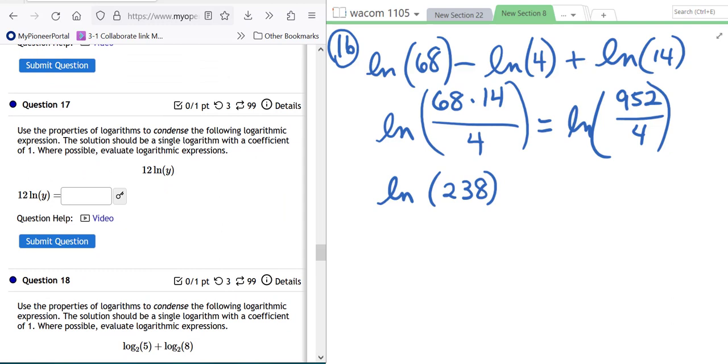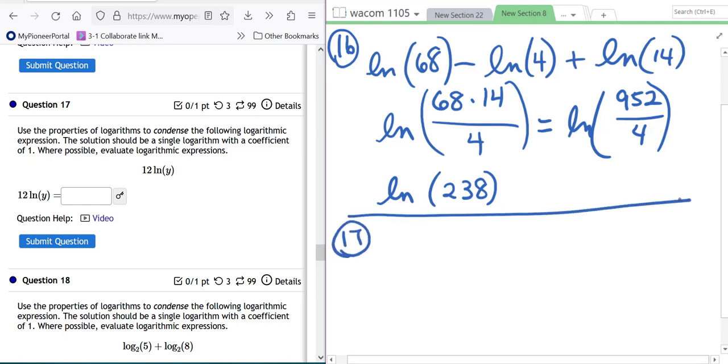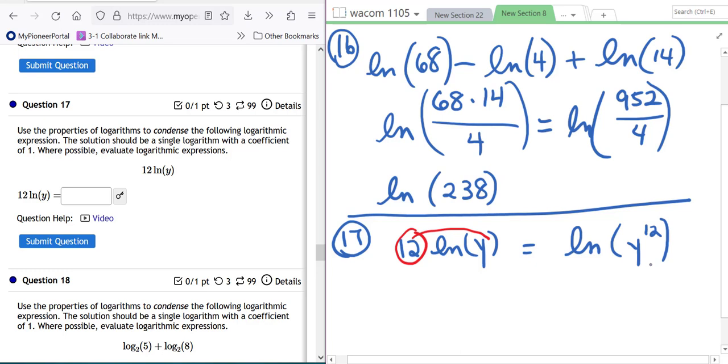All right, 17 is a nice fast one. We have 12 times the ln of y. And so if you have a coefficient out in front, remember that's an exponent in the other form. So we have to put the 12 back in. And this gives us the natural log of y to the 12. Good.